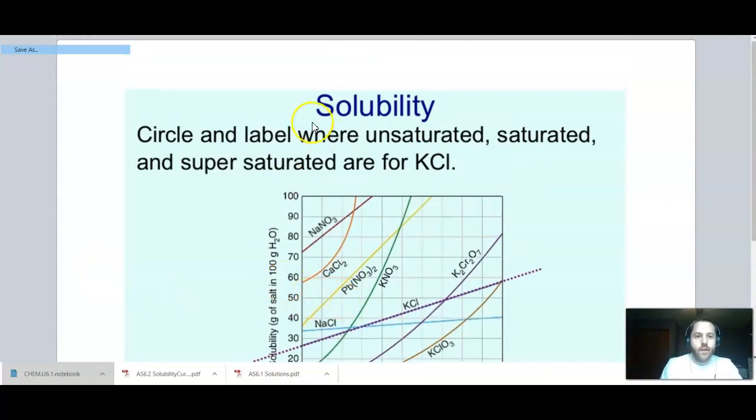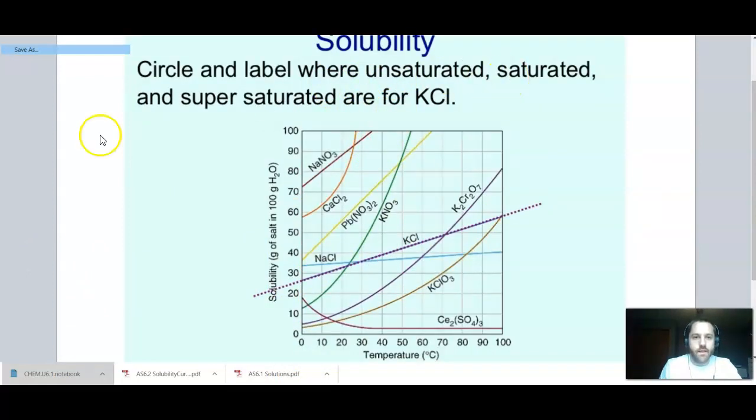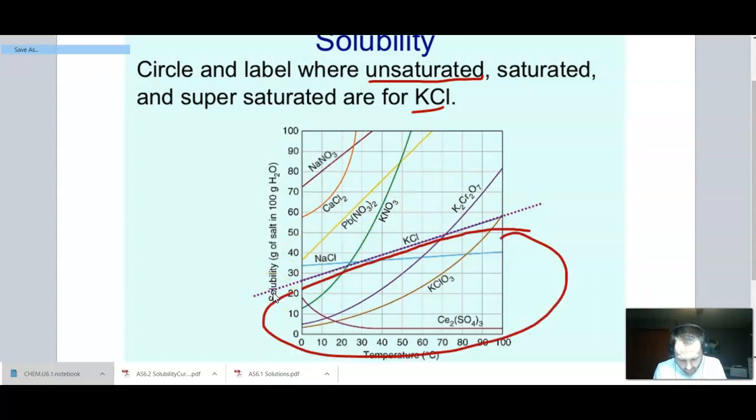All right. Solubility. So circle and label where unsaturated, saturated, and supersaturated are. So I'm going to use different colors for these. So unsaturated, meaning the solution can dissolve more. Let's actually relate this all to KCl. So unsaturated is literally going to be anywhere below this line. Really just meaning, let's go with room temperature, okay? So room temperature occurs at roughly 25 degrees. So that's going to be our room temperature.